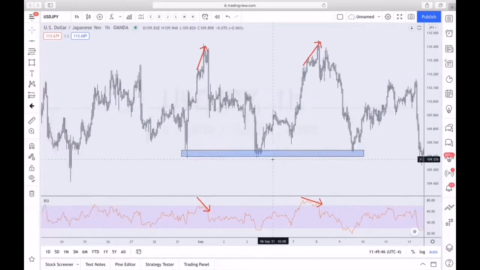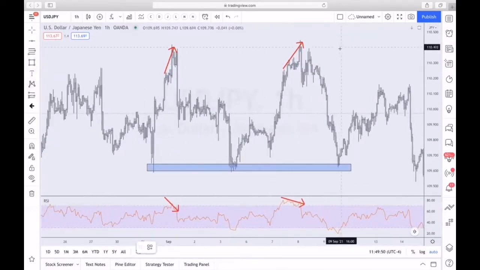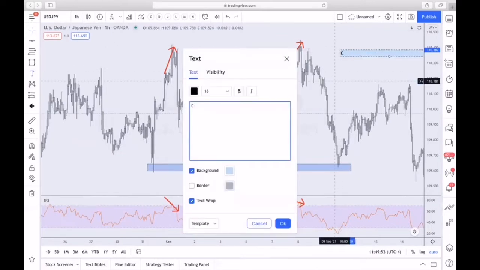So what I want you to do when it comes to zones is classify 5 zones on 4 hour structure, 1 hour structure, and 30-minute structure.